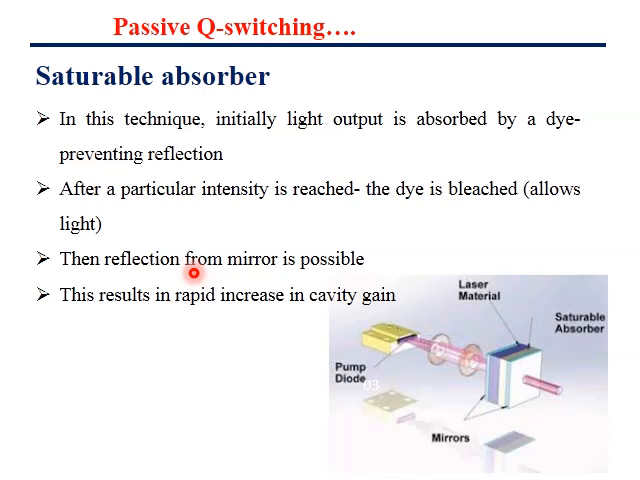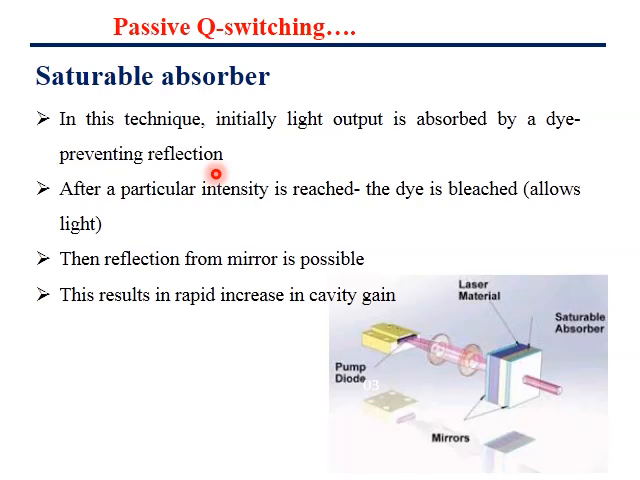Now this was all that we had to discuss about active Q switching. Now coming to passive Q switching. In passive Q switching, mostly a saturable absorber is used, and in this technique, initially the light output is absorbed by a dye, preventing reflection. So a dye is placed here as a saturable absorber. Now what this dye does is prevent the reflection.